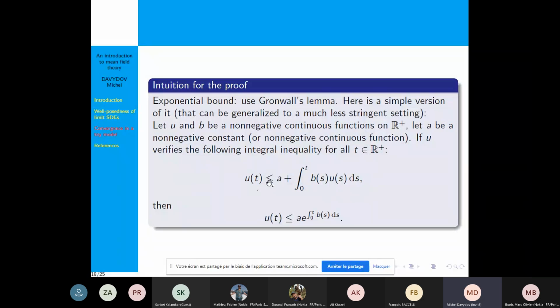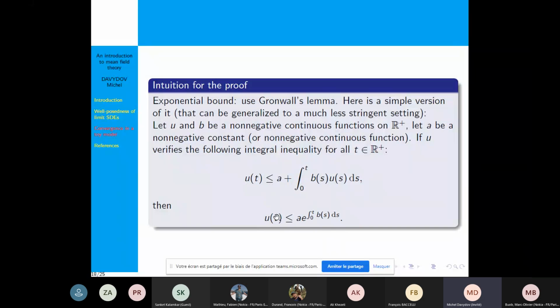So what it's saying is, if you had an equality here, the solution u of t to this differential equation would be this. And under hypotheses on the terms here, it's still true even with the inequality. That's how I see the intuition behind Grunwald's lemma. This is a simple version that can be generalized to a much more general setting. Assume that the function u is non-negative and continuous, that the function b is also non-negative and continuous, and here you have a non-negative constant. You can even generalize this to a non-negative continuous function. If you have the integral inequality, then you have a bound for u that does not depend on u anymore. That's the main interest for us.